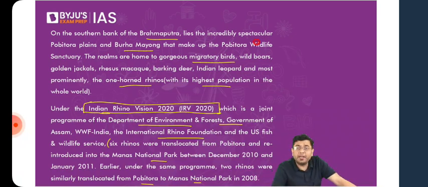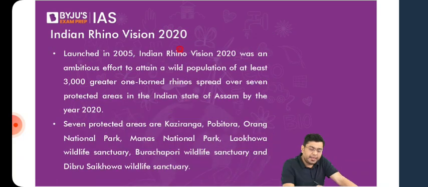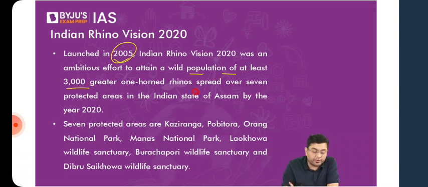Now when we talk about the Indian Rhino Vision, what is that? Basically it was launched way back in 2005. It was an effort to attain a wild population of at least 3,000 greater one-horned rhinos spread over 7 protected areas in the Indian state of Assam by the year 2020. So across all these 7 protected areas, the overall population targeted was close to 3,000. Now, which are the 7 protected areas? You have Kaziranga, Pobitora, Orang, Manas, Laokhowa, Bura Chapori, and also Dibru Saikhowa.